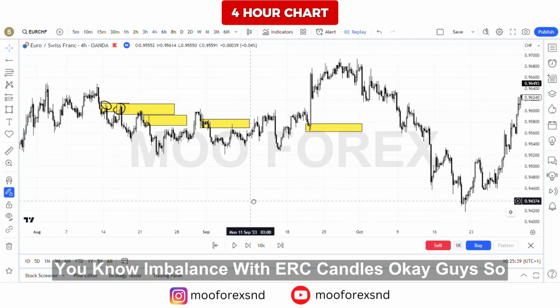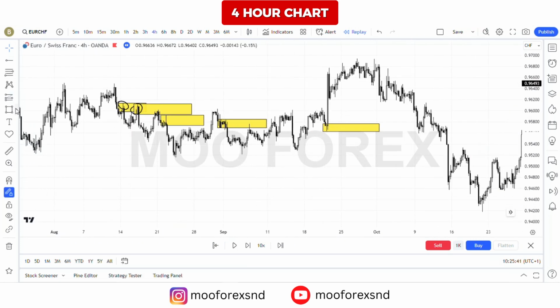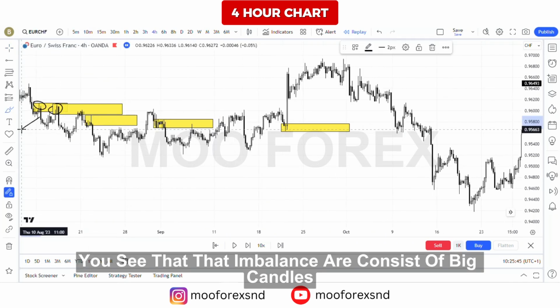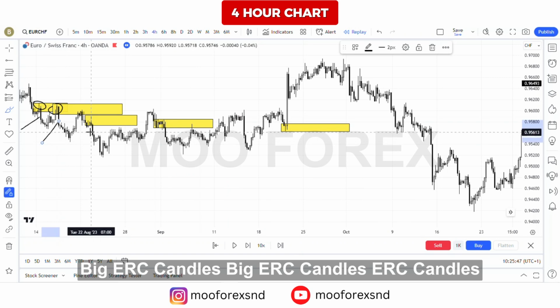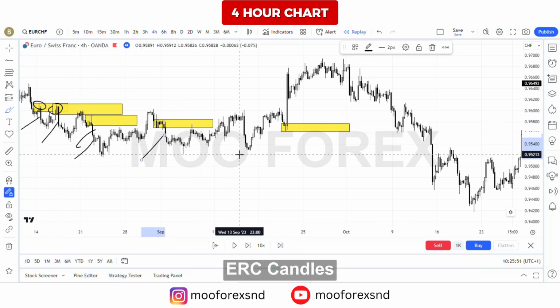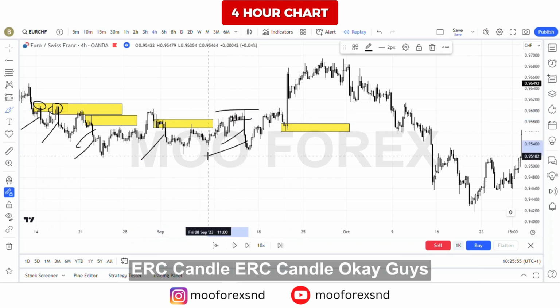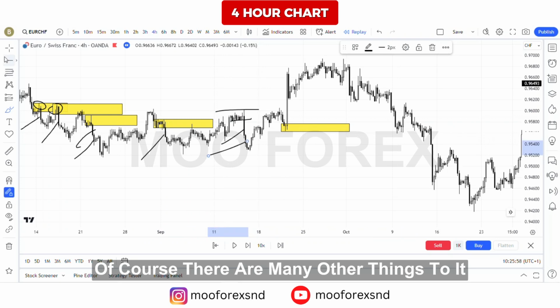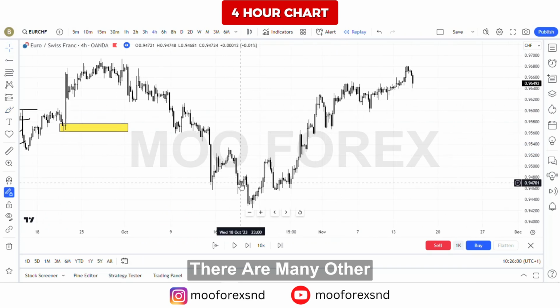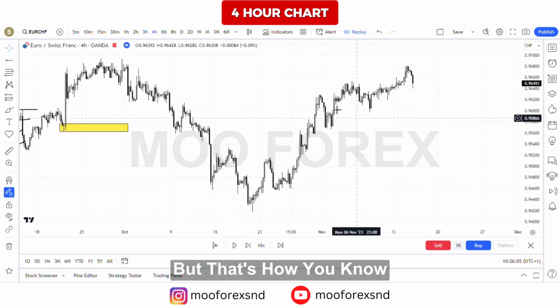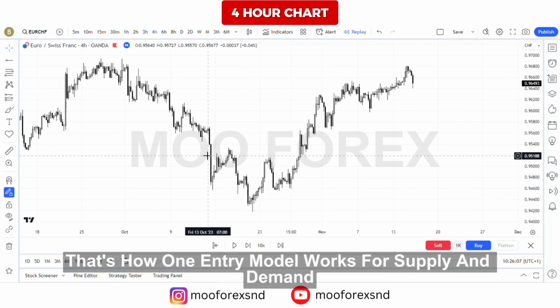Okay guys, you see that imbalances consist of big ERC candles. That was another imbalance, ERC candle, ERC candle. Of course, there are many other things to it, many other variables to consider before taking a trade. But that's how the one entry model works for supply and demand.